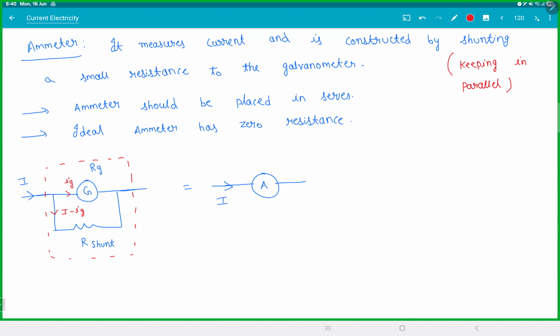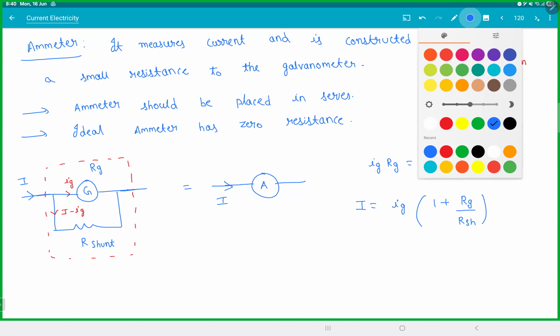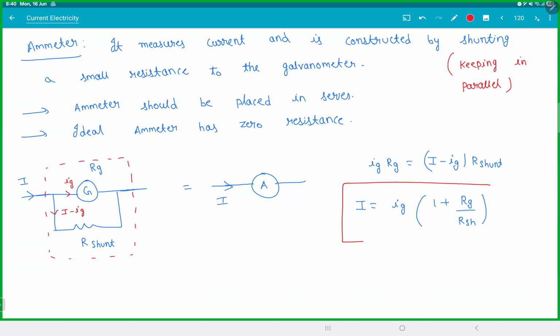Now we can clearly see RG and R shunt both are in parallel. So IG into RG must be equal to I minus IG into R shunt. Rearrange the terms, we will end up with I by IG equals 1 plus RG by R shunt. There, we got a formula between them. Now, what does this mean exactly? And how do we measure current from here? We'll come back to this page.